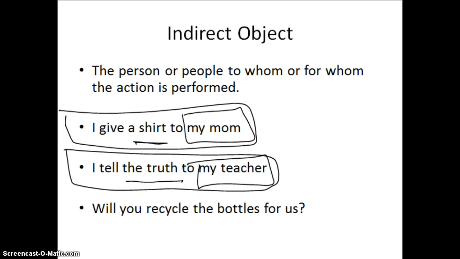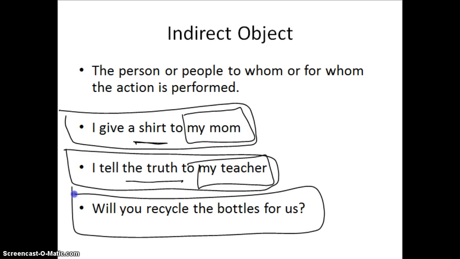All right, let's look at the third sentence. Will you recycle the bottles for us? First, let's identify the direct object. What is being recycled? The bottles. And to whom or for whom is the action being performed? The action is recycling the bottles, and who is it being performed for? For us. So us is the indirect object. I hope that makes sense. Remember, you should be writing down in your notes that indirect objects are the people to whom or for whom the action is being performed.